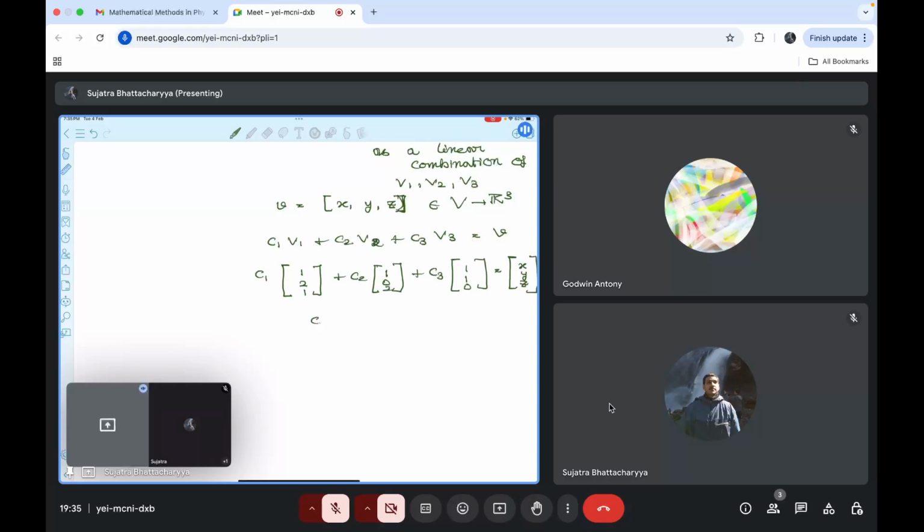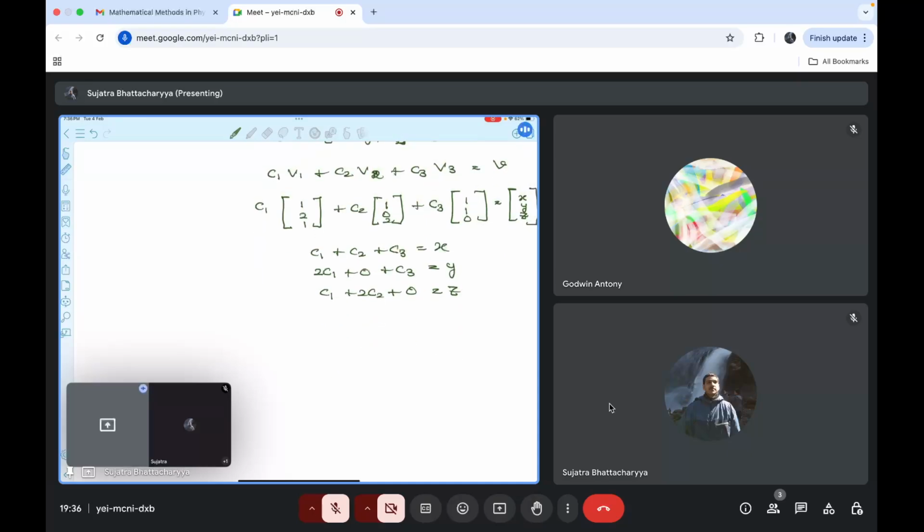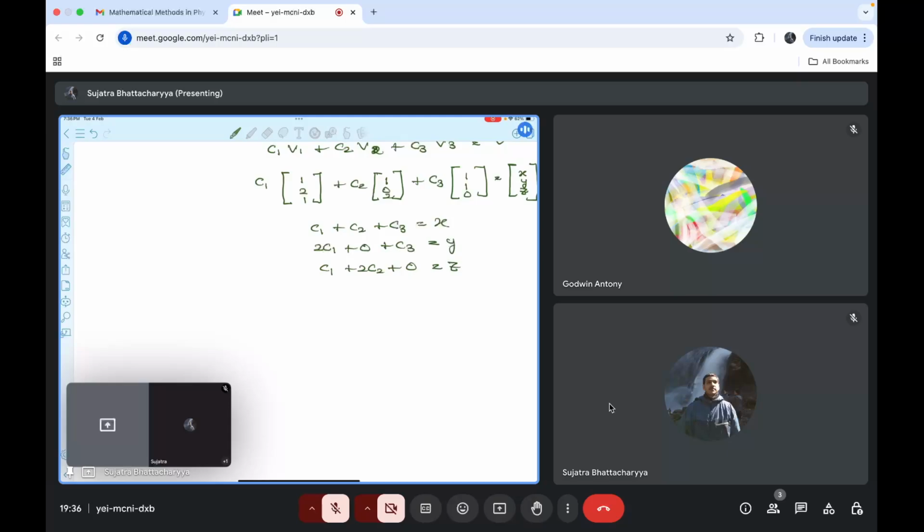Perfect. So just write down the equation C1 plus C2 plus C3 is equal to x. Just quickly do this calculation. 2c1 plus 0 plus c3 is equal to 1. c1 plus 2c2 plus 0 is equal to z. Just multiplying the c1, c2, c3 with the equation. I'm not solving too many things, I'm just writing whatever I'm getting, the final result based on x, y, z.